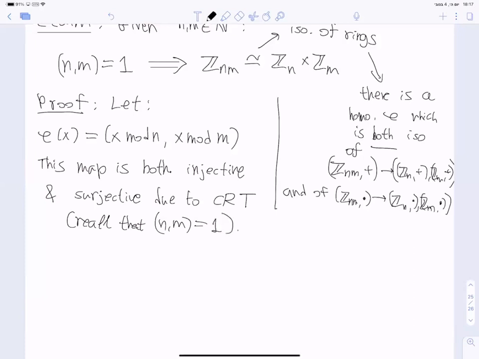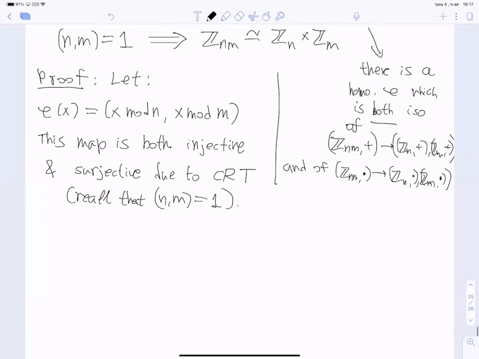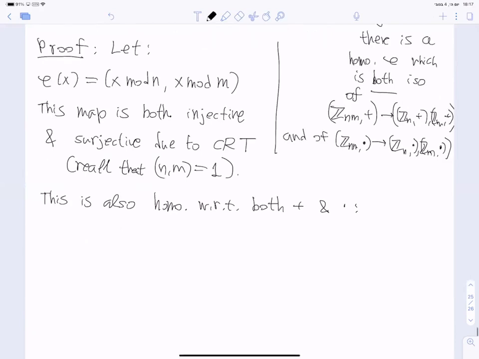Now, it's not hard to show that this is a homomorphism with plus and multiplication. For example, phi of x plus y is (x plus y modulo n, x plus y modulo m).